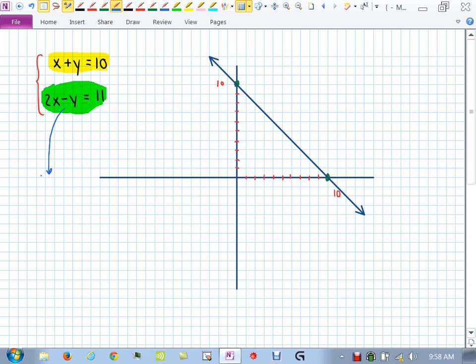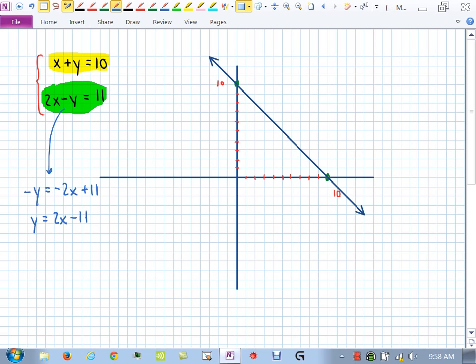So if I solve that for y, it would become negative y equals negative 2x plus 11. What did I do there? Just move the 2x to the other side, right? Now I need to get rid of the negative y, so I multiply both sides by negative 1. So it becomes y is 2x what? Minus 11.